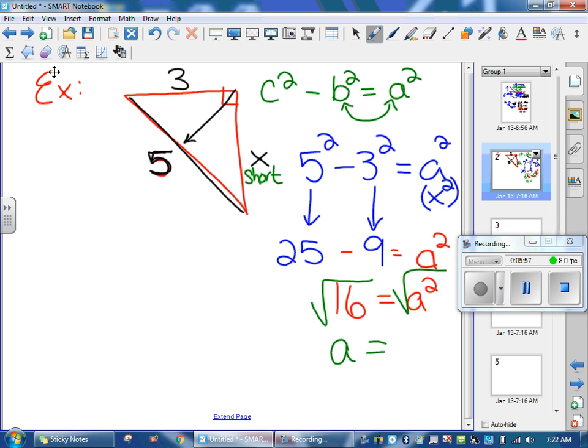A squared, the square root of 16 is equal to 4. So, now I know the length of my shortest side. Let's take a look now at our other 3 trig ratios.